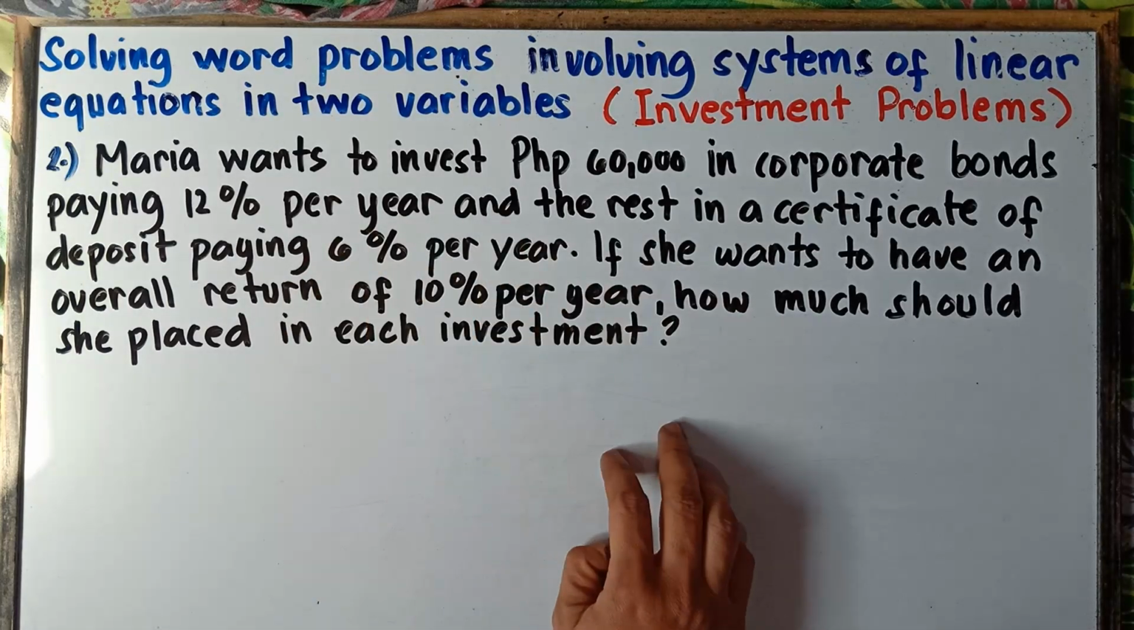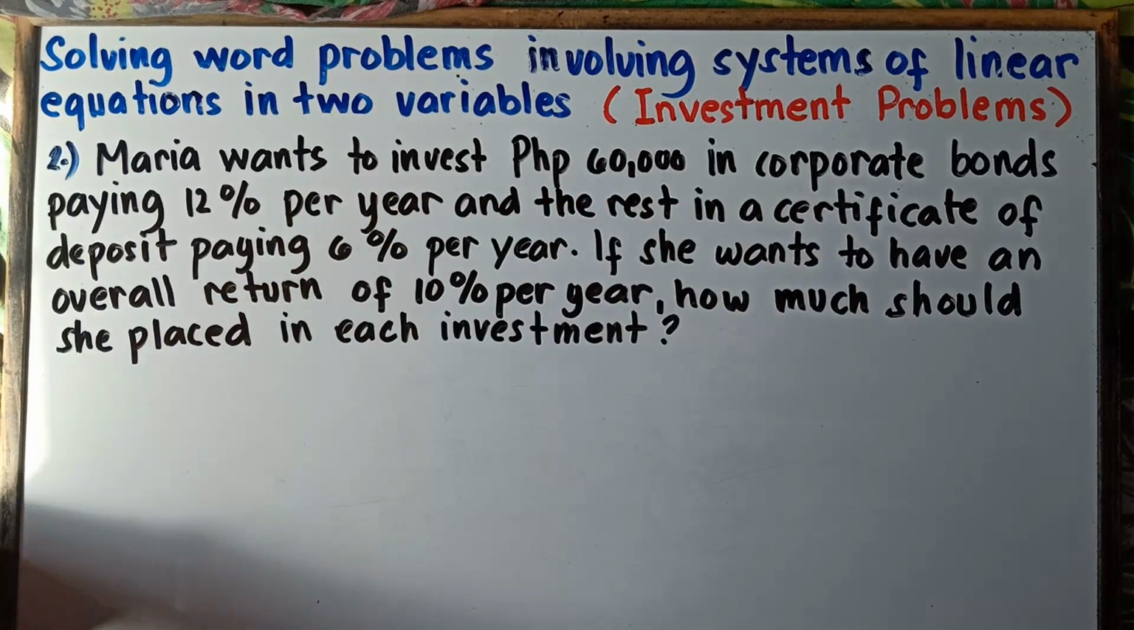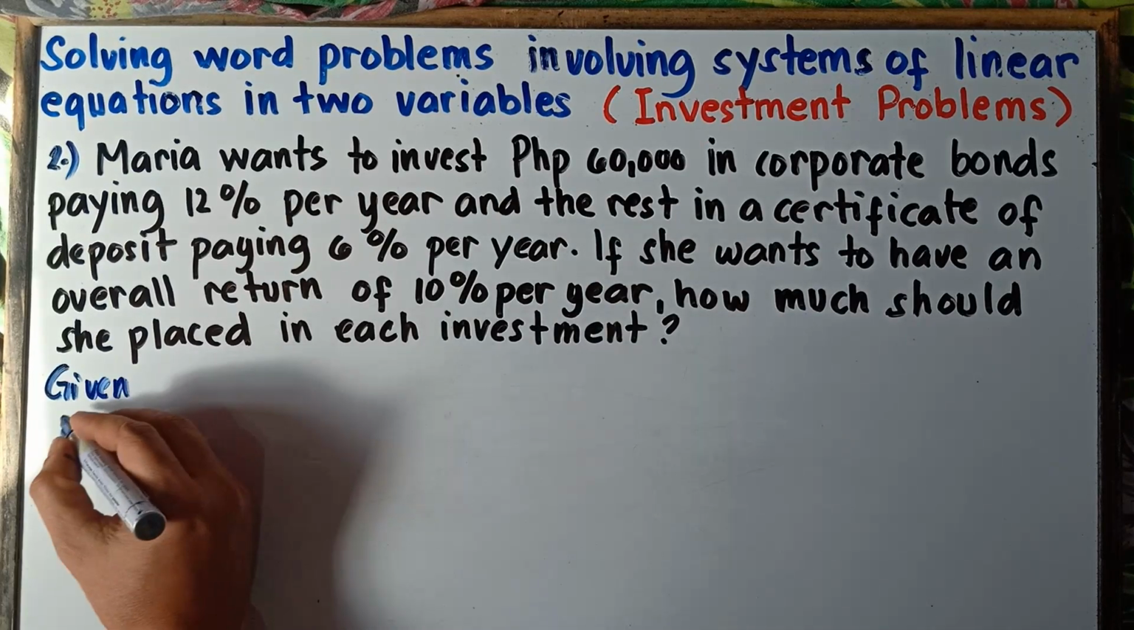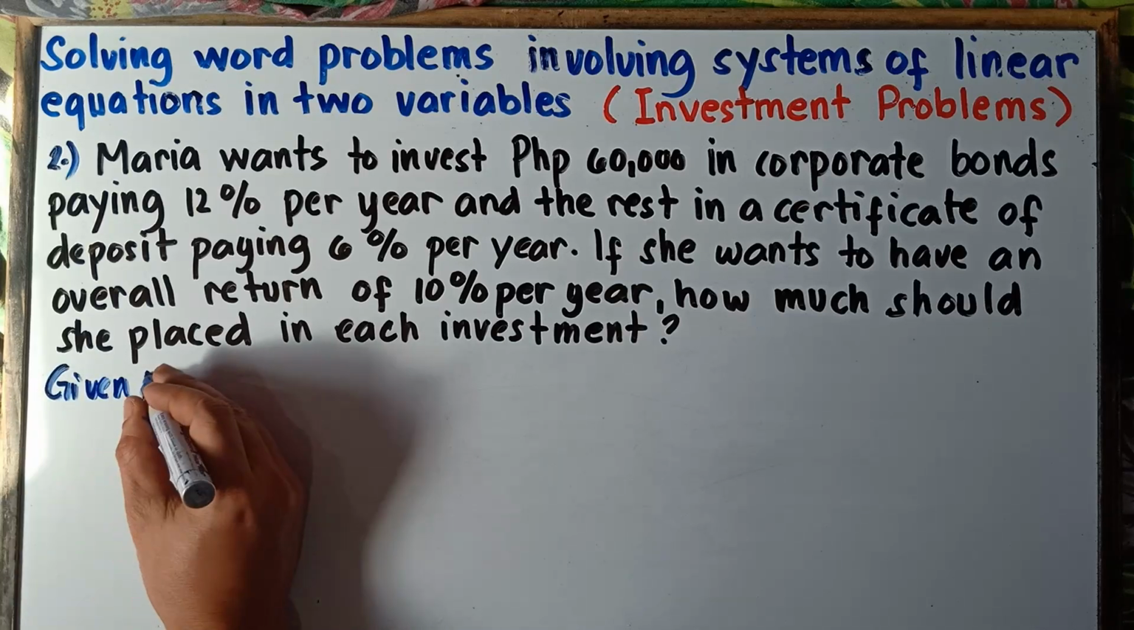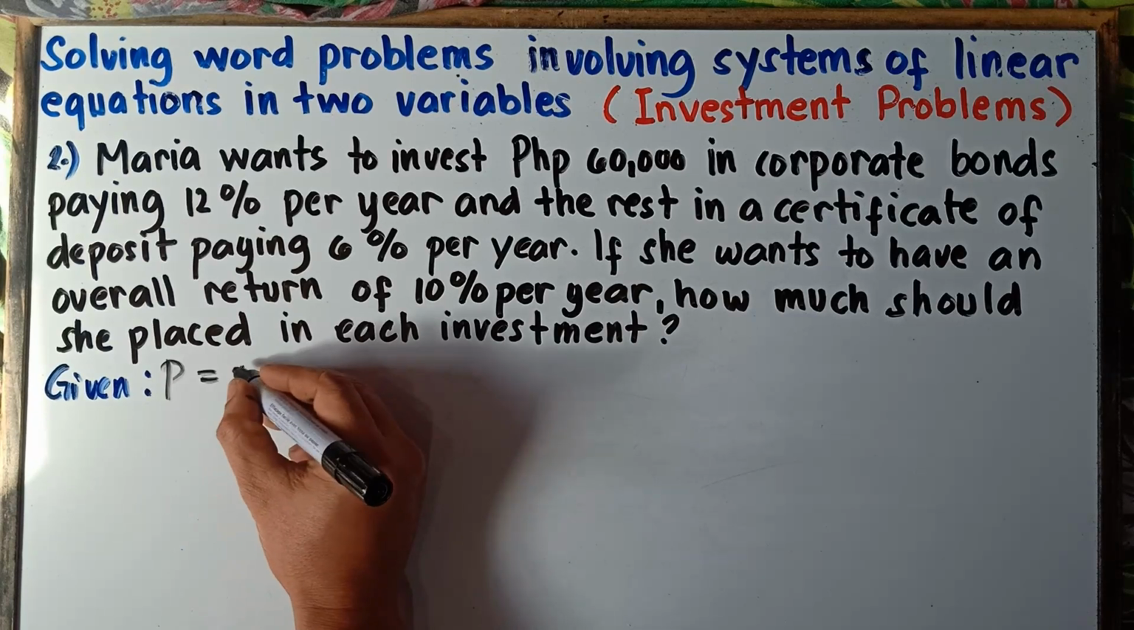You start with the first statement. Maria wants to invest 60,000 pesos. So therefore, we have our given, the principal. Principal, that would be 60,000 pesos.